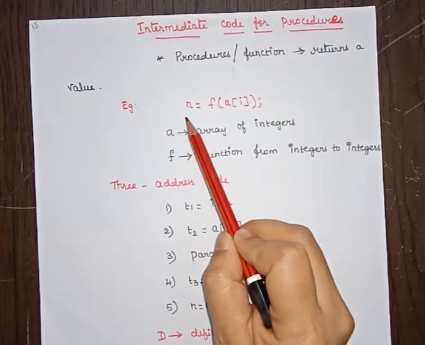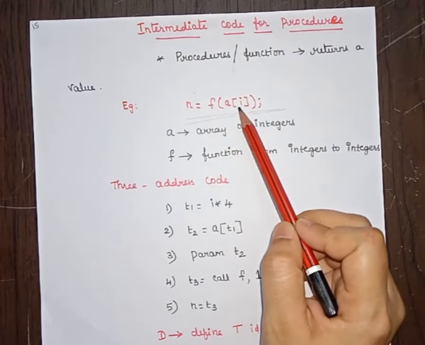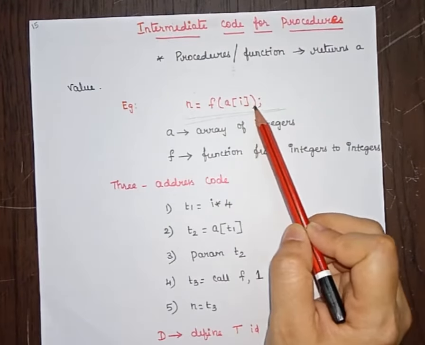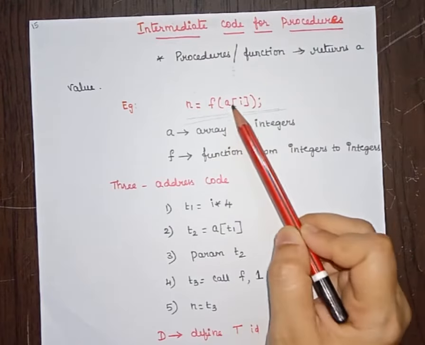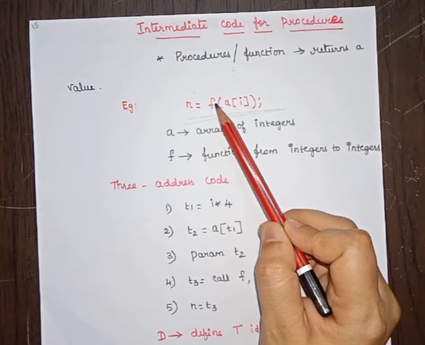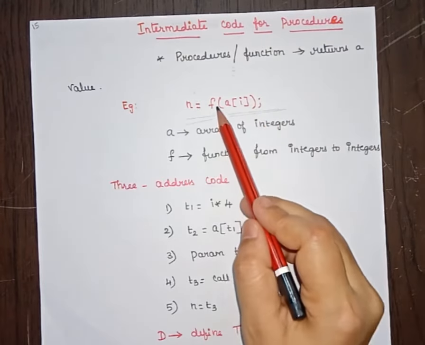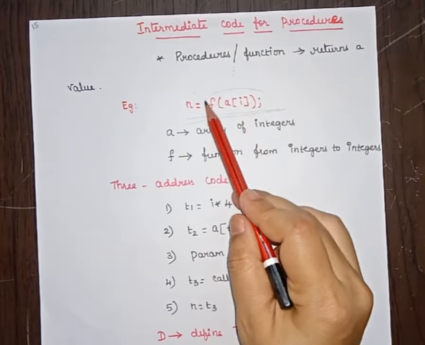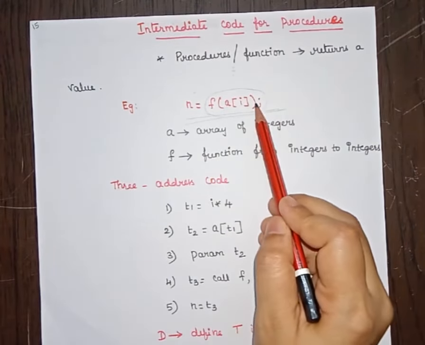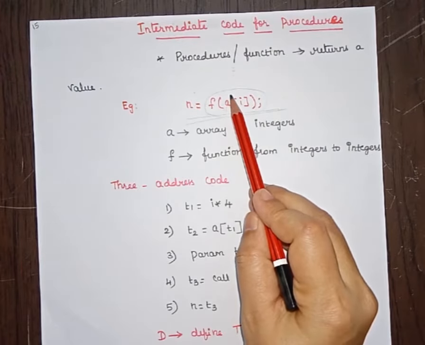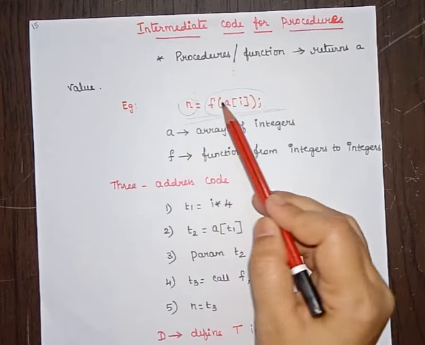Let us take this example. In this function call, the function is called with parameters, that is an array of integers. Here a is an array of integers and f is a function. This function is from integer to integer. After this, the function will return some value, and that value will be an integer. This returned value will be stored in n, which is again an integer here.